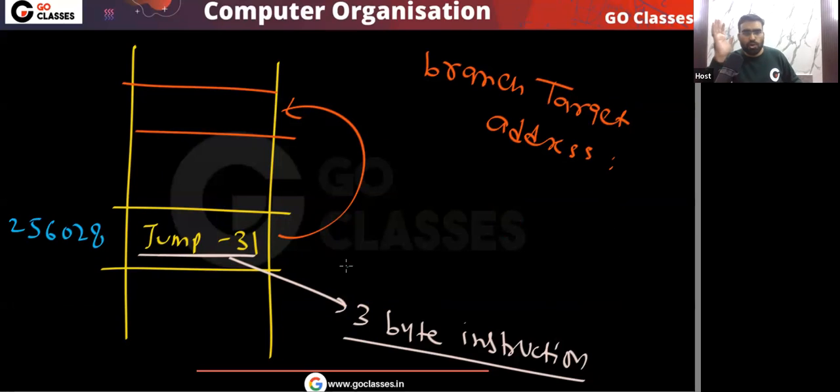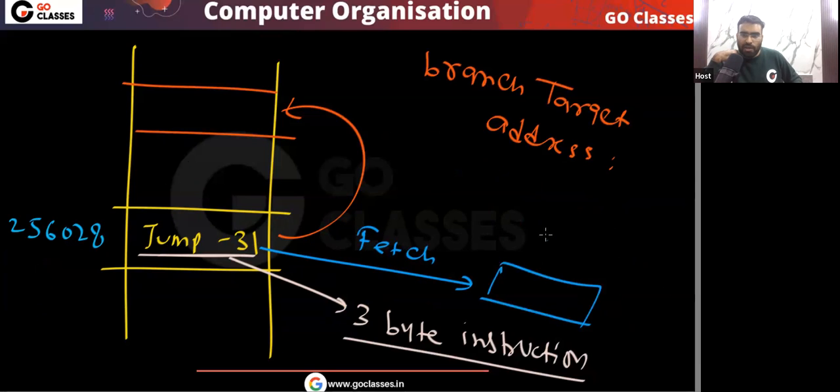In the GATE exam, you will forget the formula. I promise you, you will forget the formula. So don't apply the formula. Conceptually, how will you solve it? See, when you fetch the instruction, what will be the program counter value?